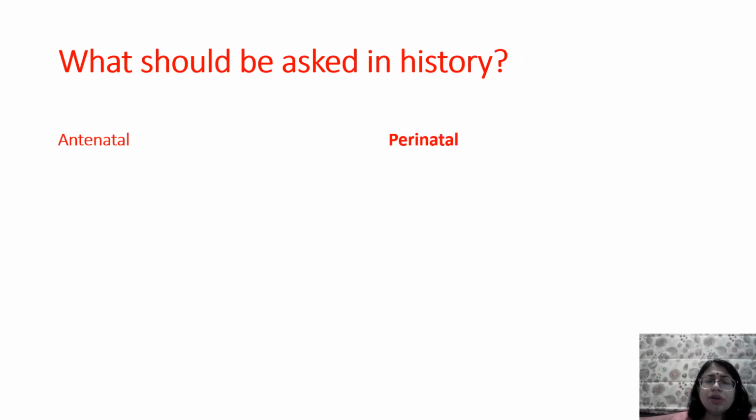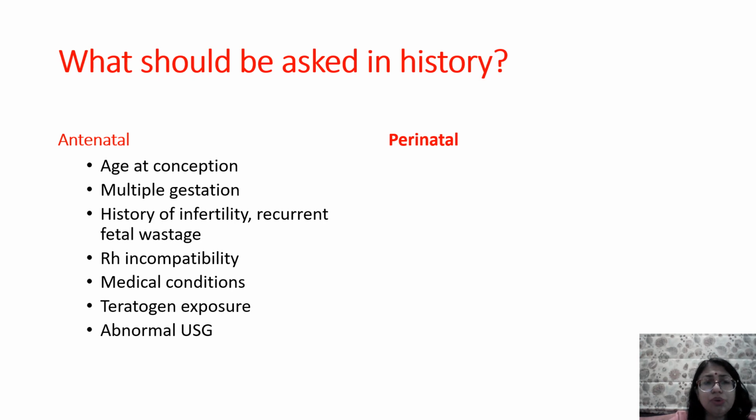Once we know that we have to come to an etiological diagnosis, what should be our approach? We should take a history. In history, we have to begin right from the antenatal period, go on to the perinatal and the postnatal period. What should be the components? In the antenatal history, we need to know the age of the mother at conception, and some of the disorders, particularly Down syndrome, can have.